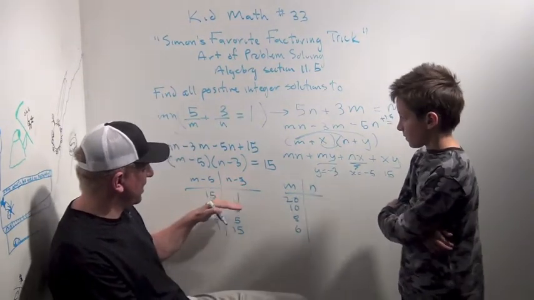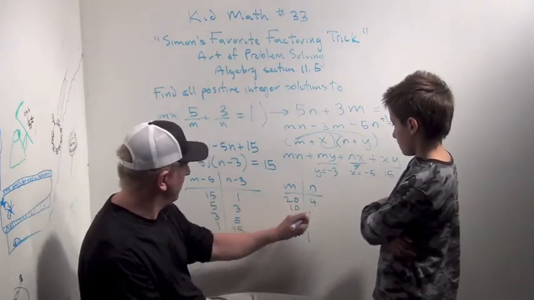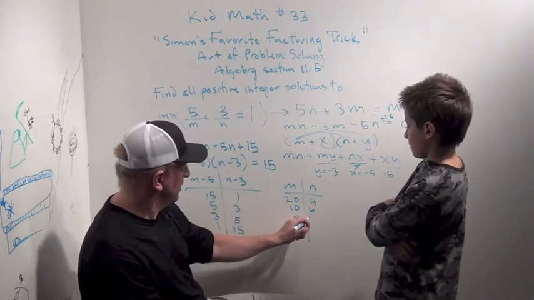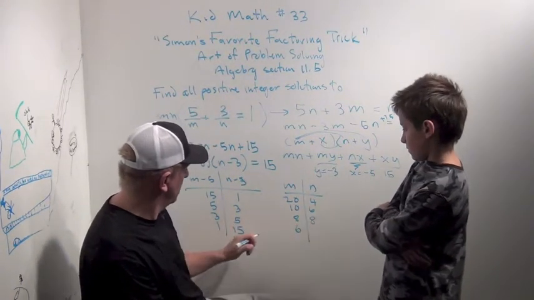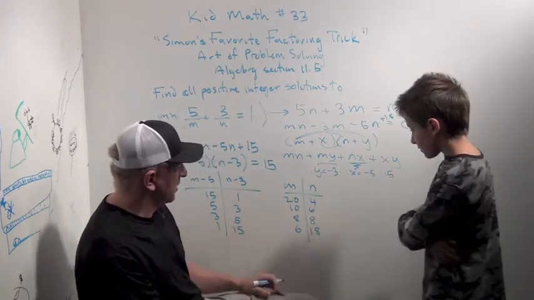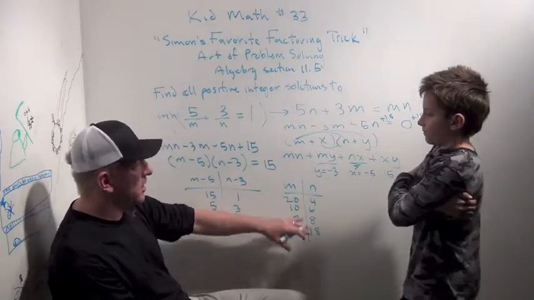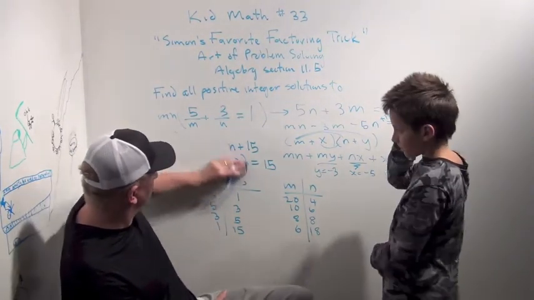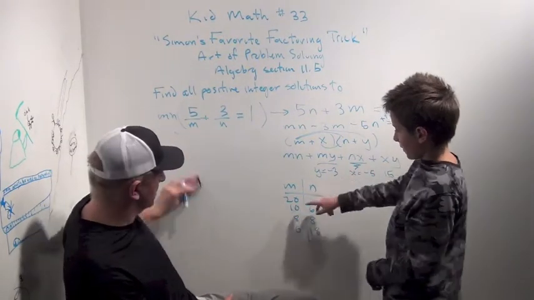And the n I just have to add 3 to. So I get 4, 6, 8, and 18. Yes. Okay, so I get these 4 solutions. Now you should check all of them, but let's just check one for our original equation. Which one do you want to check? Let's check 20 and 4.